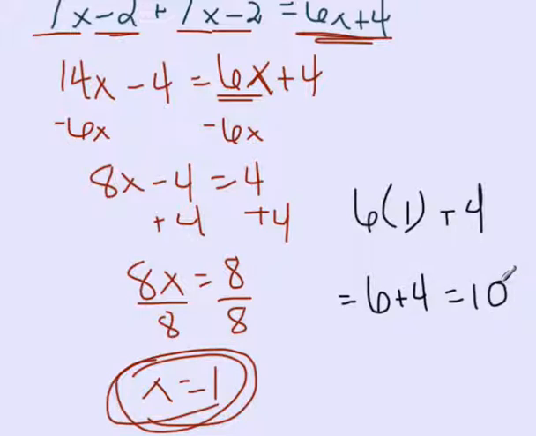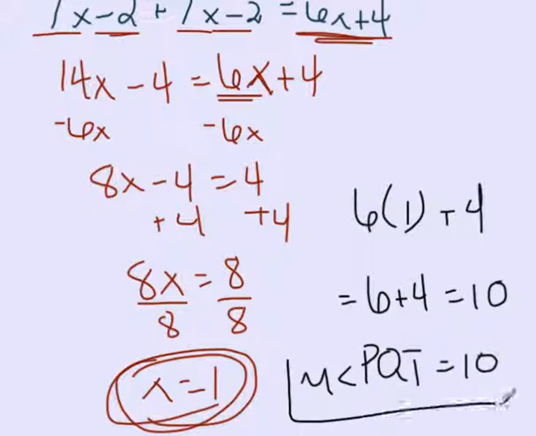So the measure of angle, and we can write that in signifies measure, so the measure of angle PQT is going to be equal to 10. And that is our final answer.